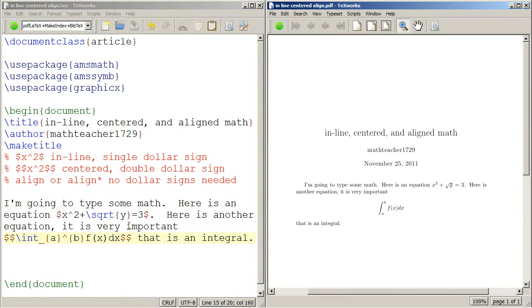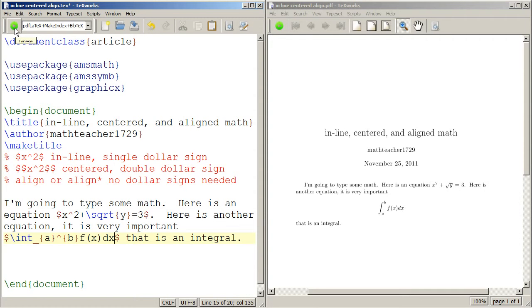Now, in my actual code, I didn't put any sort of line break or centering or anything. I just put double dollar signs around that integral, and then I continued my sentence afterwards. But there was the centering of the equation and a line break. If I take away these double dollar signs, watch what happens. I'm going to click compile.